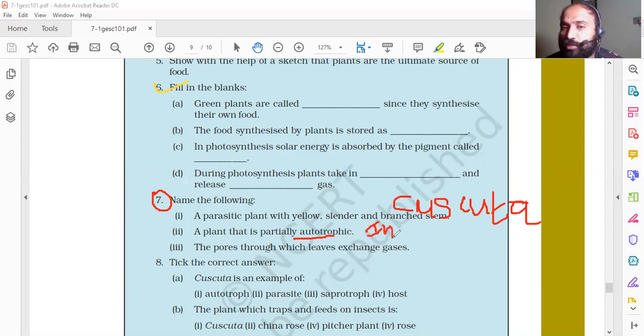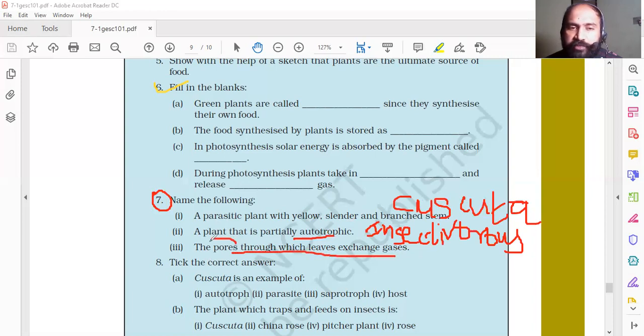Even though insectivorous plants consume insects, they don't kill insects to get energy. They only need nitrogen from them. They get energy from sunlight itself, so they are also autotrophic in nature. So insectivorous plants can be considered partially autotrophic, and some algae also can be considered partially autotrophic. The pores through which leaves exchange gases, the tiny pores present on the leaf surface, are called stomata.